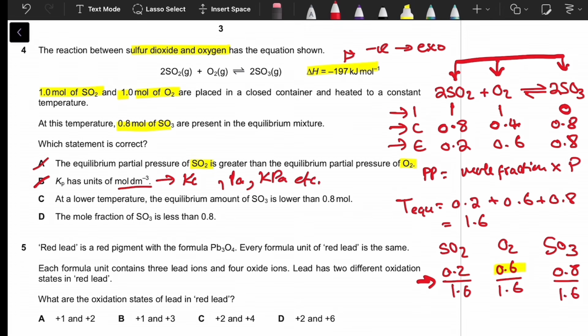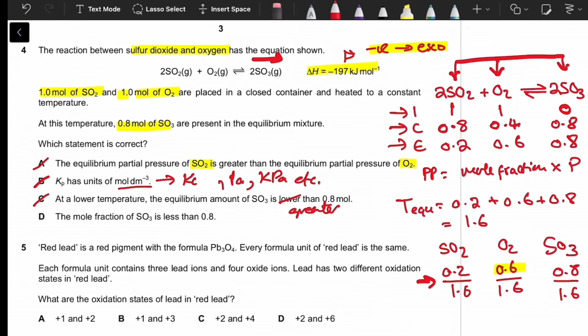Option C says at a lower temperature the equilibrium amount of sulfur trioxide is lower than 0.8 moles. Well, that is incorrect because we have an equilibrium reaction, and at the start, we did say that the forward reaction is exothermic. So if we decrease the temperature, the equilibrium will shift to the right to increase the temperature, because when we shift to the right, we'll have more exothermic reaction taking place, to oppose this change. Therefore, we would actually end up with more sulfur trioxide, so greater than 0.8 moles.